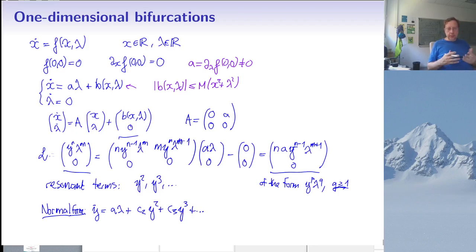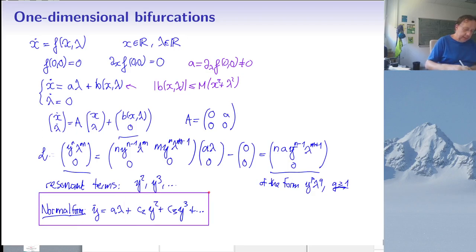So what we have gained here is that in this expansion, apart from the linear term a times lambda, we have no more lambda. So we can actually ignore the lambda dependence on the right-hand side. And then we can study this with, for instance, Newton's polygon, as we've seen before.